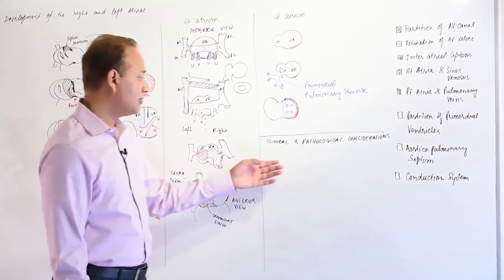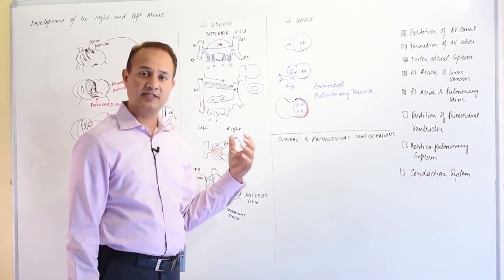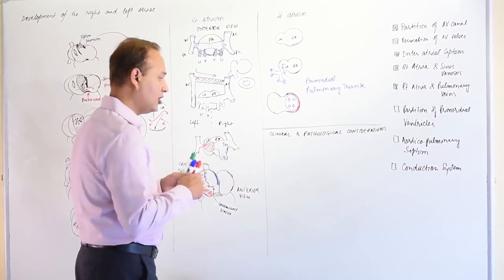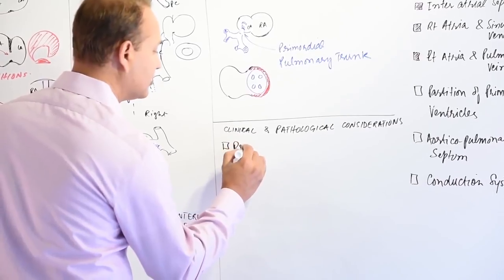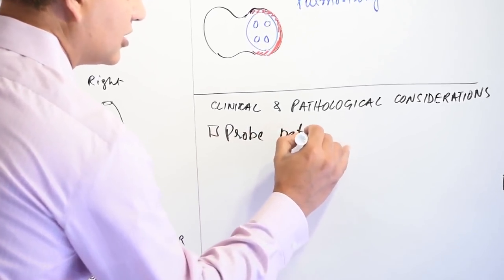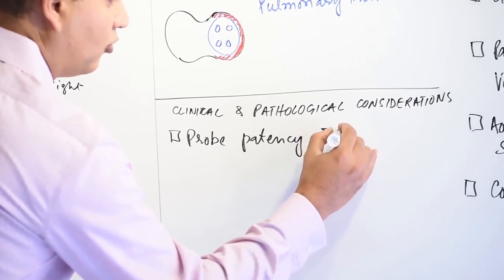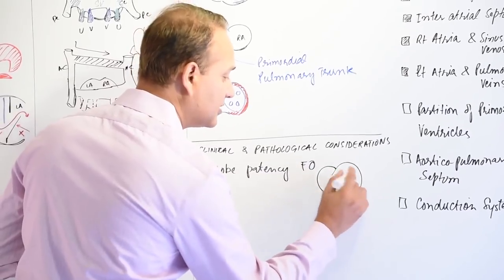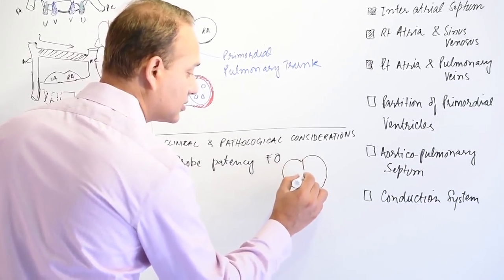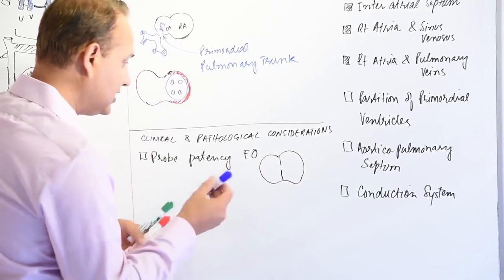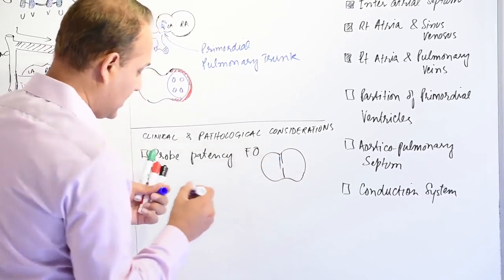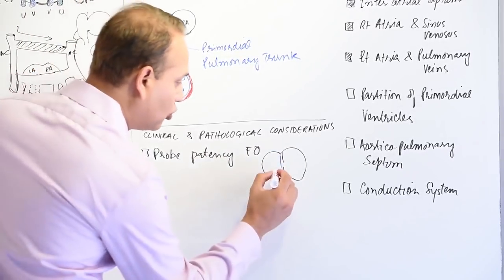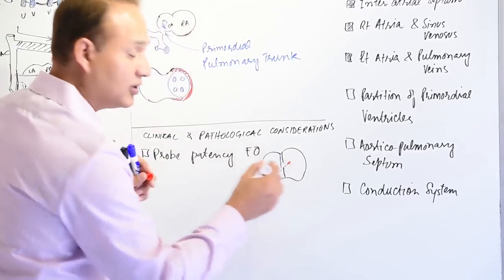Okay guys, so we're talking about the atrial development and interatrial septum development. Here are some clinical considerations to note. First of all, there is probe patency of the foramen ovale. That is very simple. If this is the right and left atrium, this is the septum secundum, and these are the septum primum, you could pass a probe that can go from the right to the left.